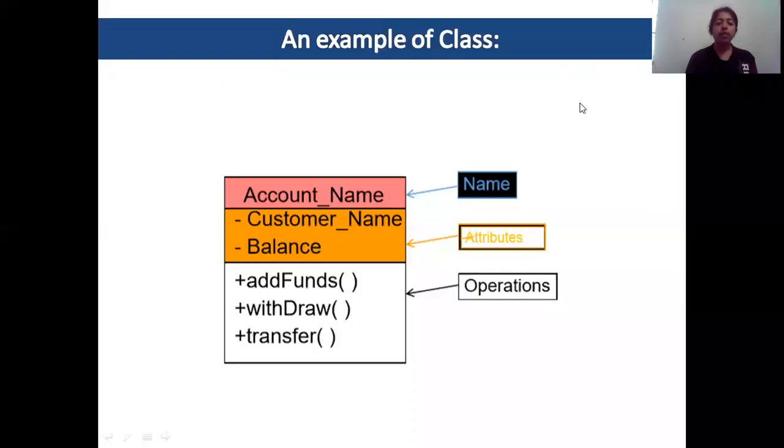This is an example of a class which is drawn in a class diagram. First is the name of the class, which is Account. Then come the attributes of the class, customer name and balance. Then come the operations or functionalities of the class, which are add funds, withdraw, and transfer.